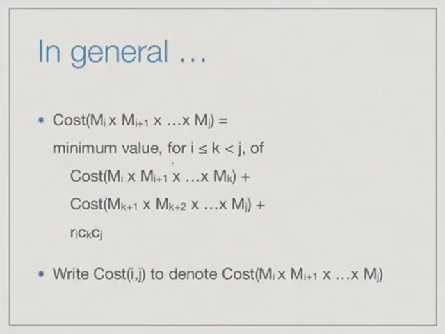So in general, if we have a segment from mi to mj, then we want the smallest value among all the values of k from i to j minus 1. We want the minimum cost which occurs from computing the cost of mi to mk and mk+1 to mj, and the cost of this final multiplication, which is ri into ck into cj. So this quantity we will write as cost ij. Cost ij is the cost of computing the segment from mi to mj, which involves picking the best k. So mi to mj is called cost ij, and we use the same recursive inductive definition, choose the best.